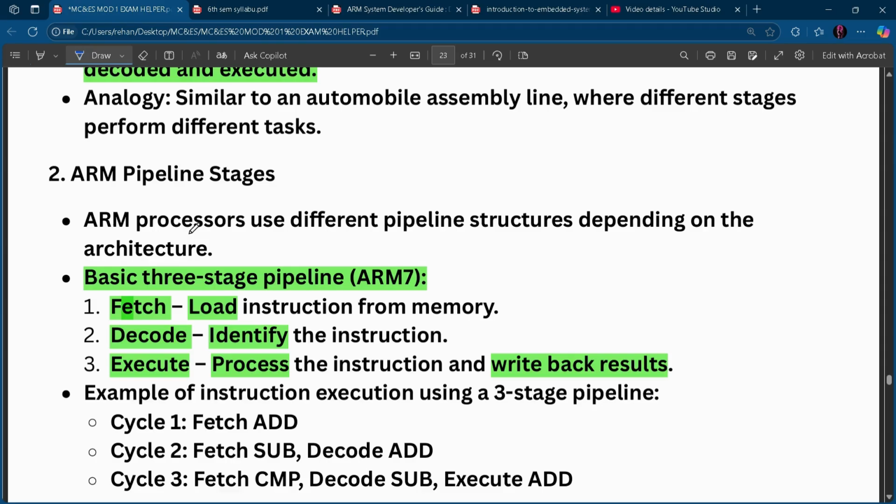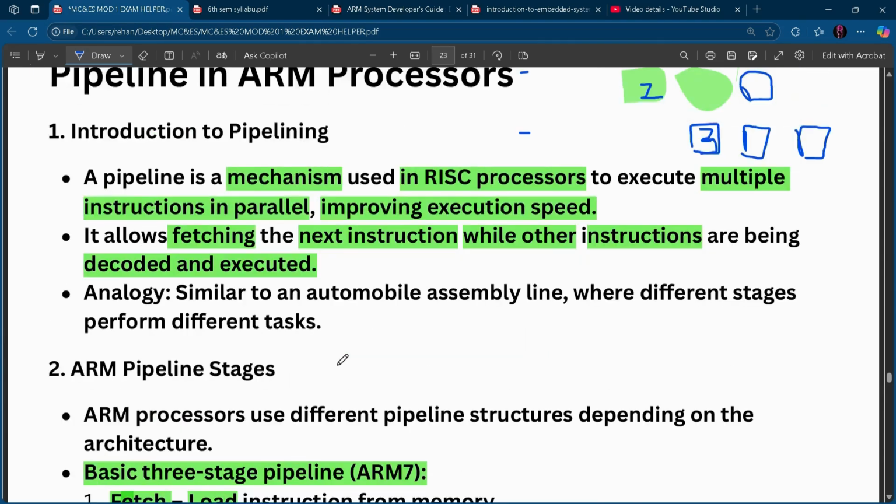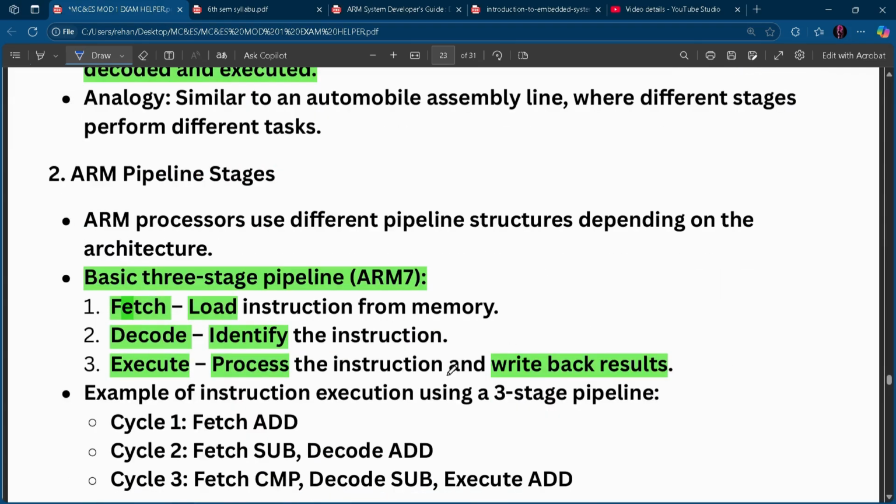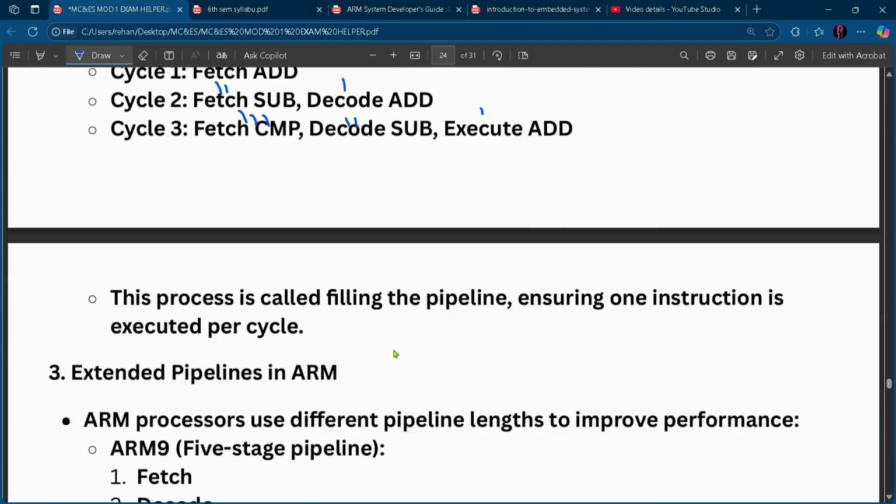Now, as you see, in cycle 1, the first instruction is fetched. In cycle 2, the second instruction is fetched, and in cycle 3, the third instruction is fetched. In the same way, the first instruction is decoded in cycle 2 and executed in cycle 3. You can understand it like this.